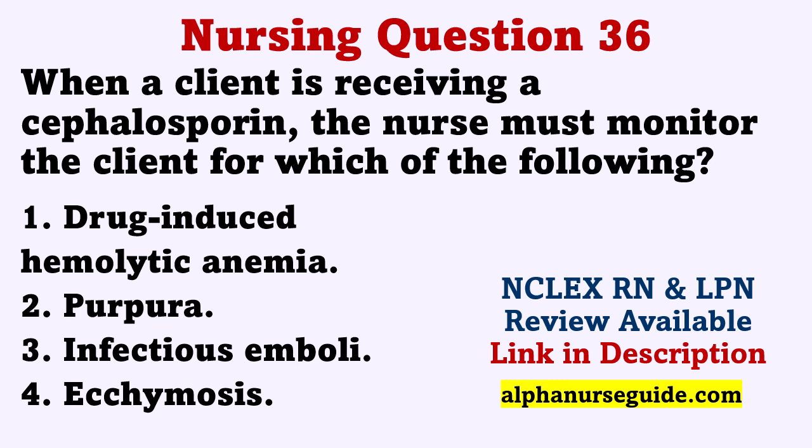Purpura is a condition with various manifestations characterized by hemorrhages into the skin, mucous membranes, internal organs, and other tissues. Infectious emboli are clumps of bacteria present in blood or lymph. Ecchymoses are skin discolorations due to extravasation of blood into the skin or mucous membranes.